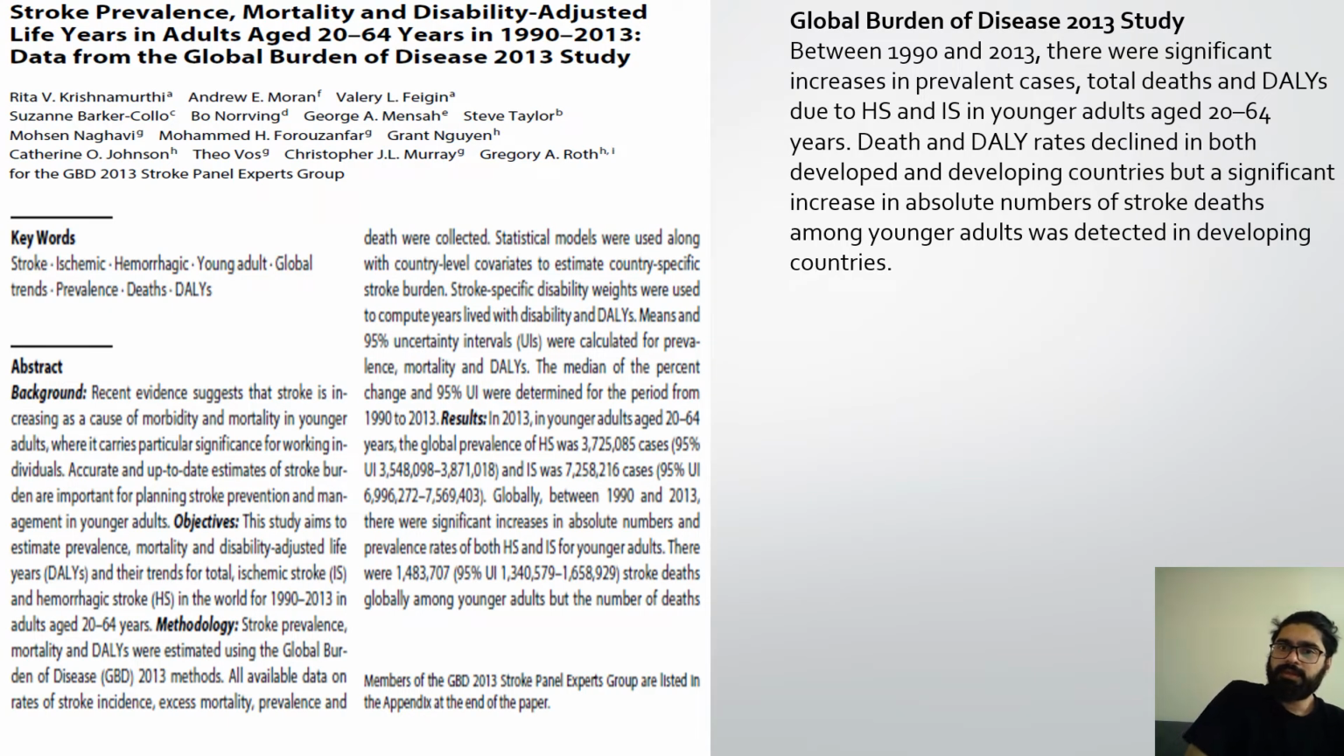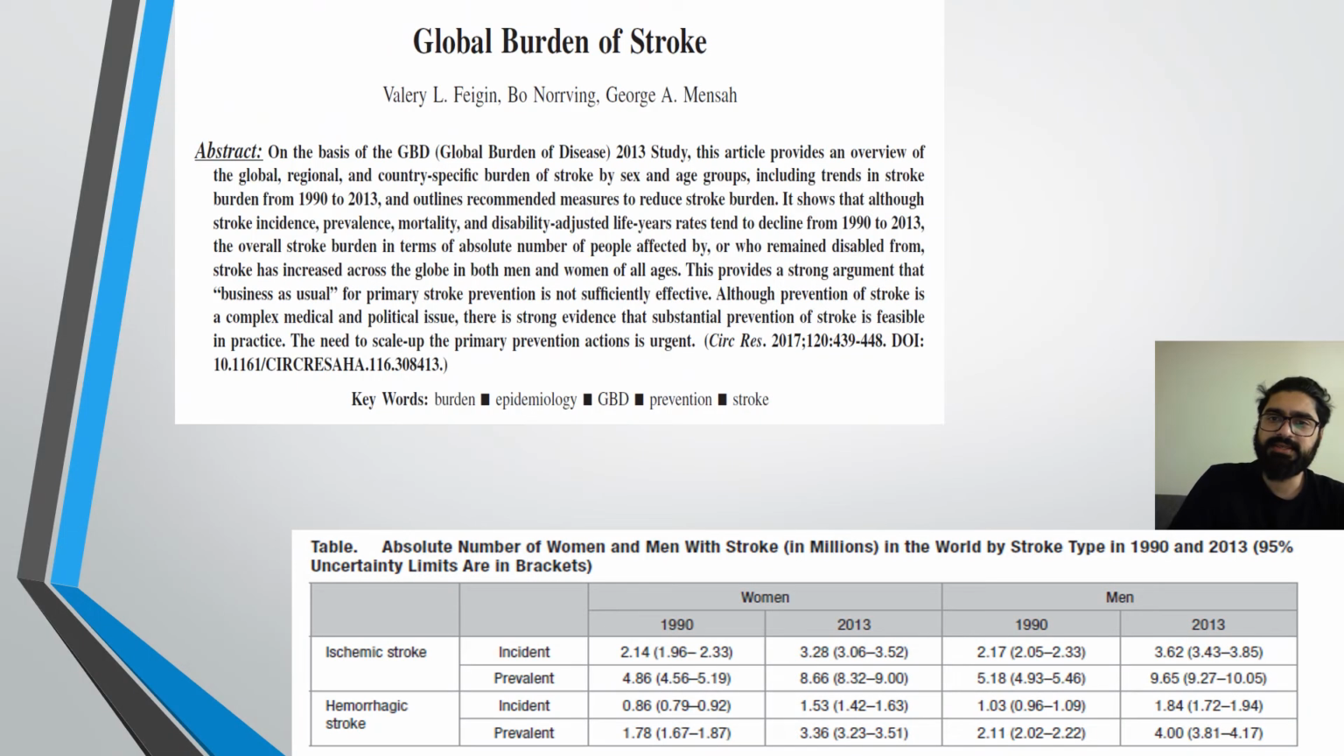So in the Global Burden of Disease study, that was the 2013 study, between 1990 and 2013 there was a significant increase in the prevalent cases and total deaths due to hemorrhagic stroke and ischemic stroke in younger adults aged between 20 and 64 years. Death and disability rates declined in both developed and developing countries, but a significant increase in the absolute number of stroke deaths among younger adults was detected in developing countries. So these were the study results from the Global Burden study in 2013.